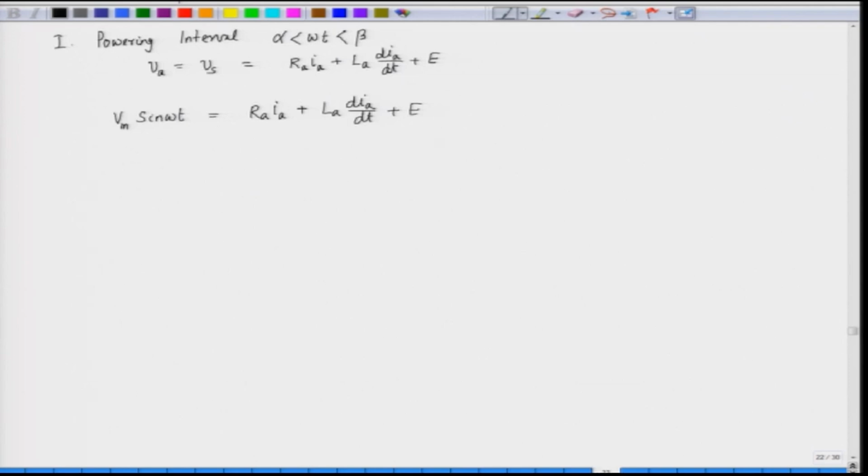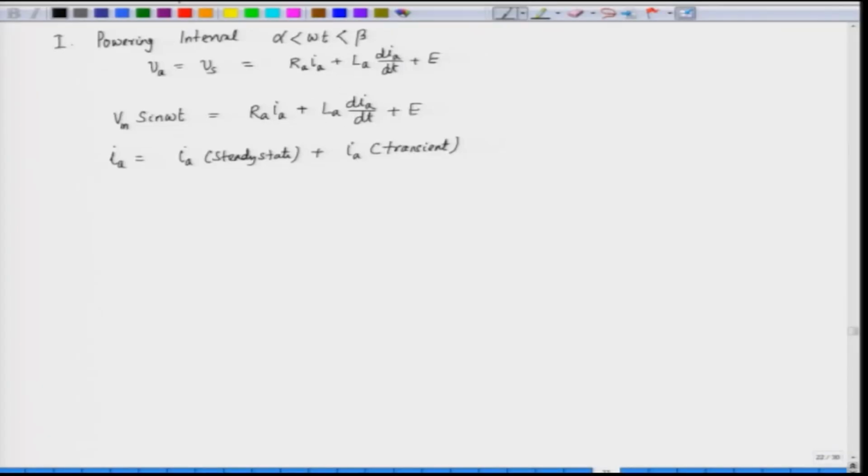Now, if we solve this differential equation, it will have 2 parts. Ia will have a steady state component plus Ia will also have a transient component. Now, what is the steady state component? The steady state component is the component when t tends to infinity. So, it means in the steady state the inductive voltage will be the inductive reactance into the current. So, in the steady state we have an RLE circuit.